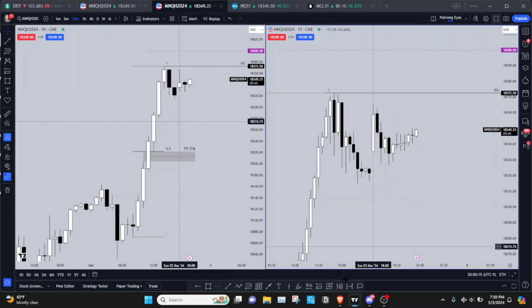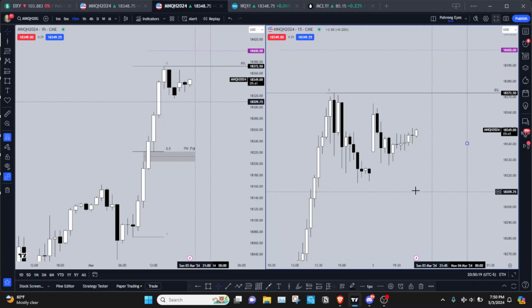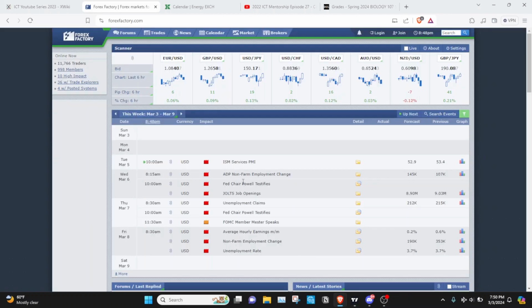Midnight open. Let me actually mark the midnight opening right here. We go into the news too. We have Tuesday, Wednesday, Thursday, Friday. So where would our likely high of the week form? Right here. Look at what the news is right here. On Wednesday, I expect the high of the week to be formed right here.